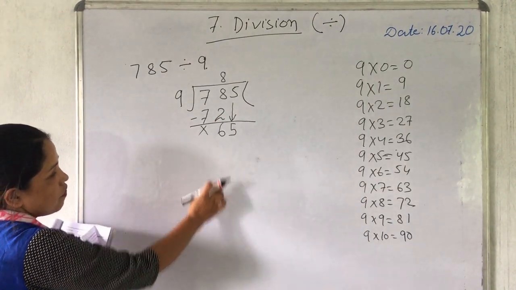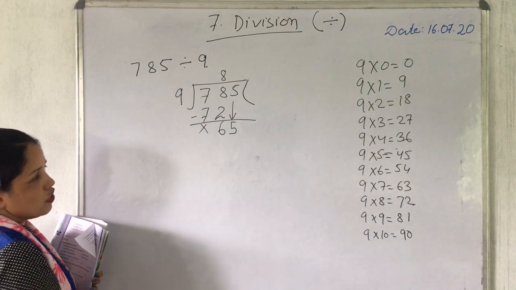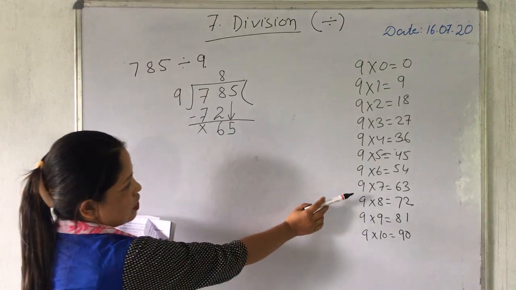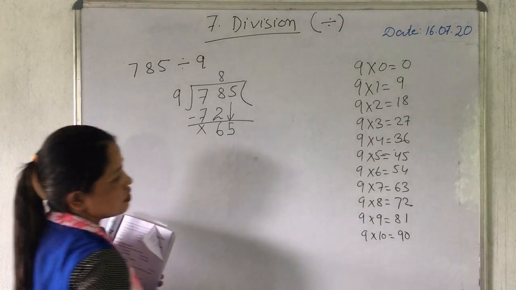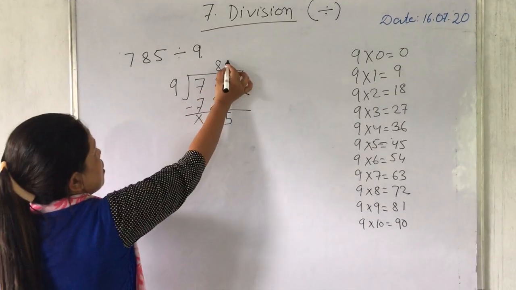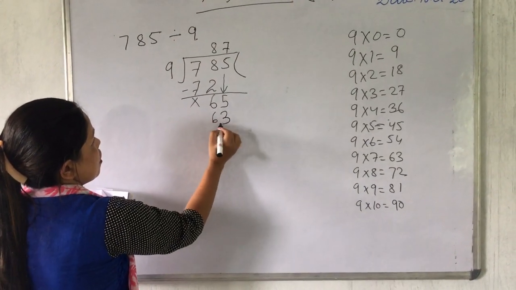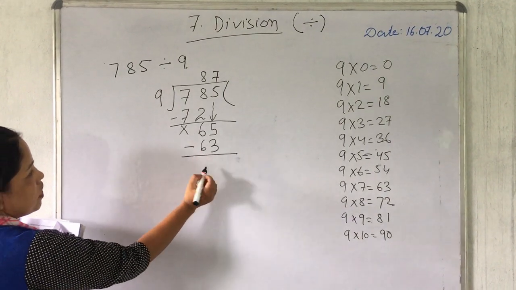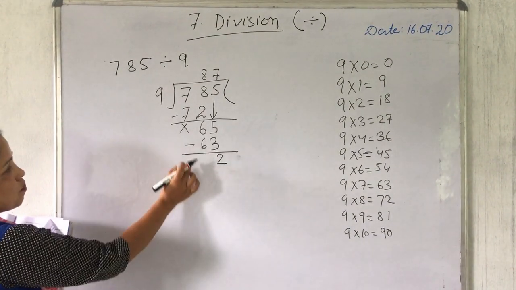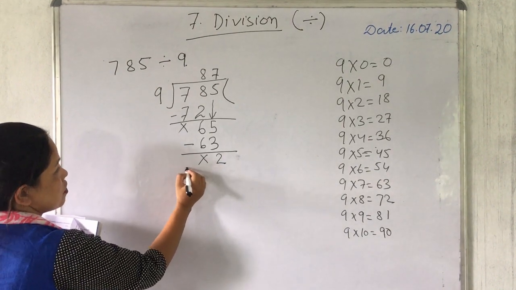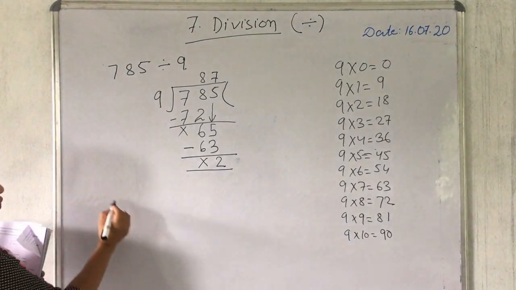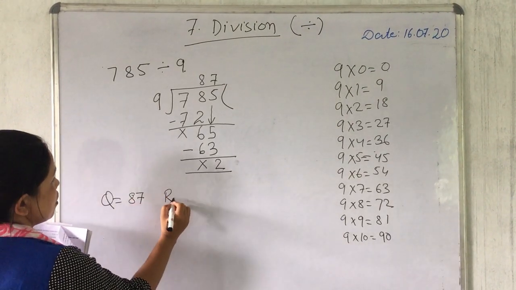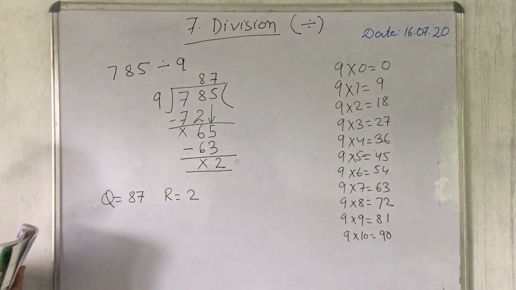Now in 9 table does 65 come? No. So you have to choose the number which is less than 65. Now here see which is the number, 63, isn't it? So 9 sevens are 63. Okay. Now subtract it again. 5 minus 3 is 2. 6 minus 6 is 0, or cross it out. Got it children? So here quotient equal to 87 and remainder equal to 2. Okay.